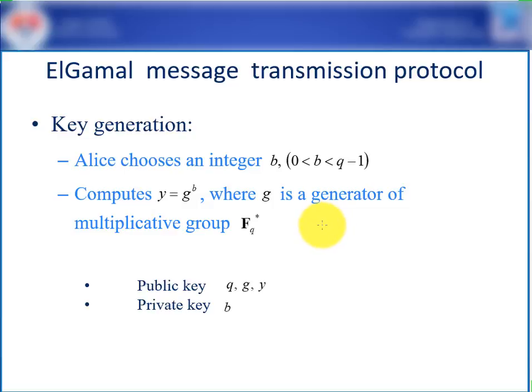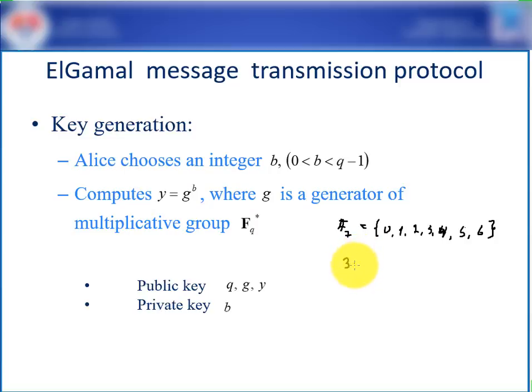So, to see how it works, let us consider an example, and this time we are going to work with really small numbers. So, suppose that we are working in the field F7. The elements of this field are 0, 1, 2, 3, 4, 5, and 6. We choose this number g, a generator, as 3.